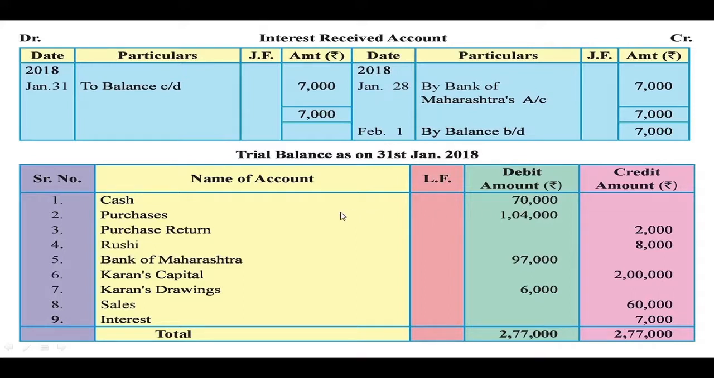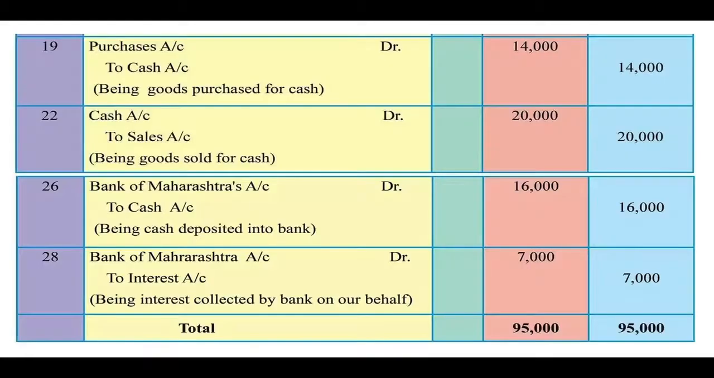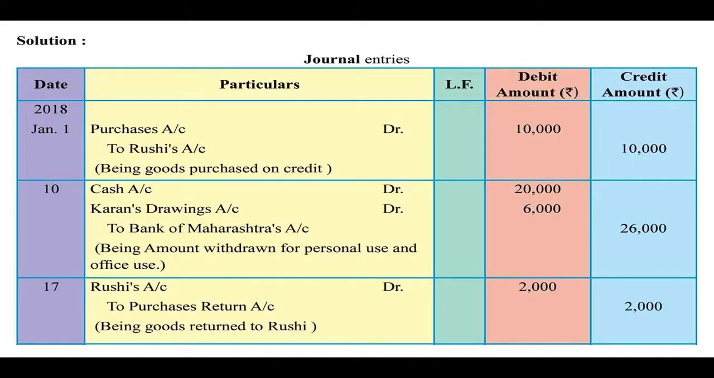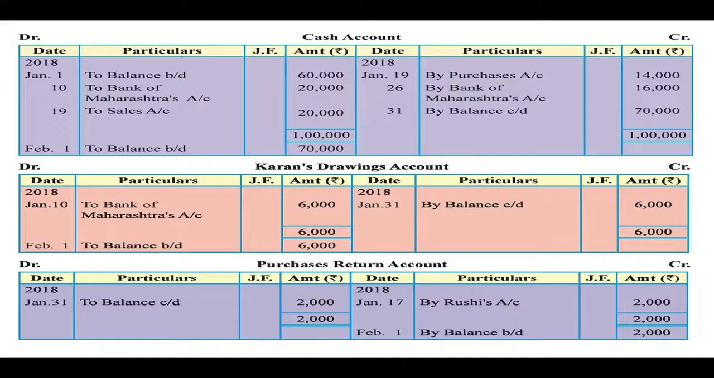So students, now you have to remember that always you have to make all the accounts which are involved in the journal entry. Like first we learned that purchases account is made, then Rishi's account is made, then cash account is made, then the next account is current account. So that also you have to make. Then Bank of Maharashtra account you have to make. Then purchase return account you have to make. And always you have to give the opposite effect.